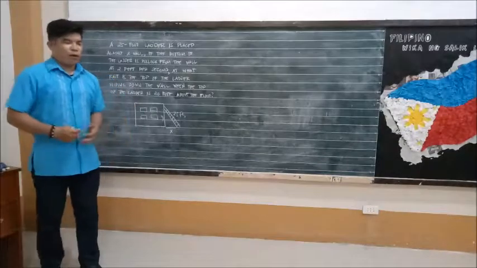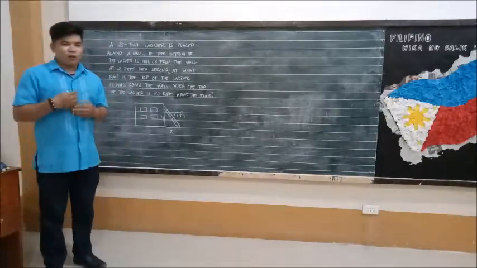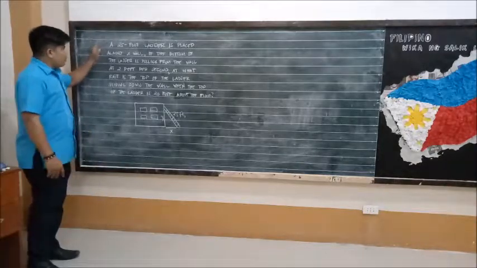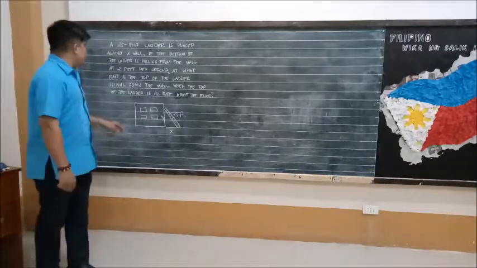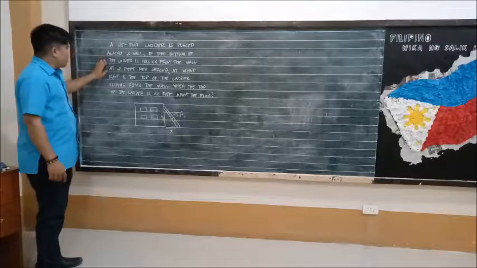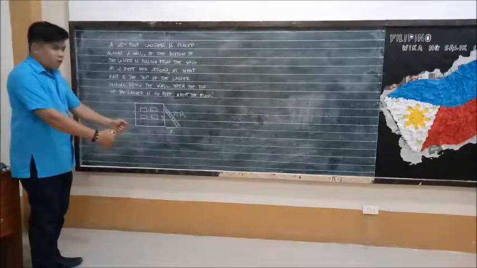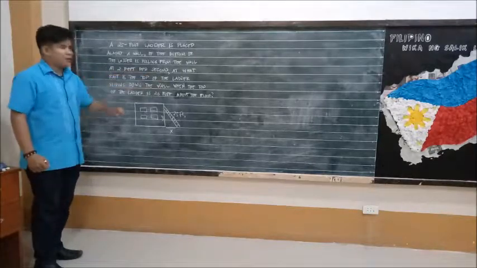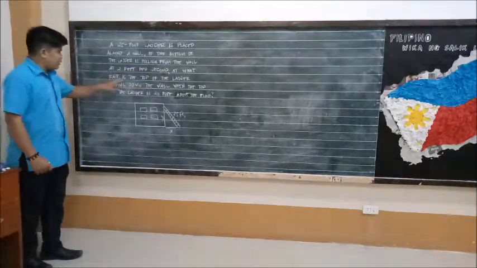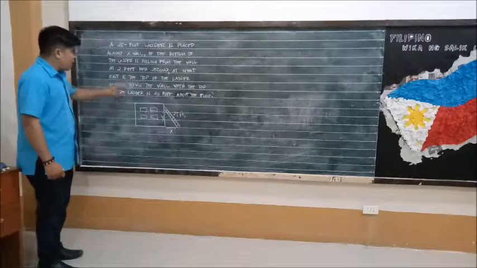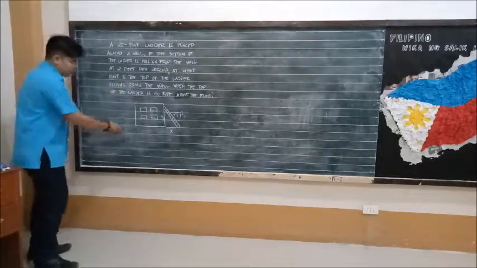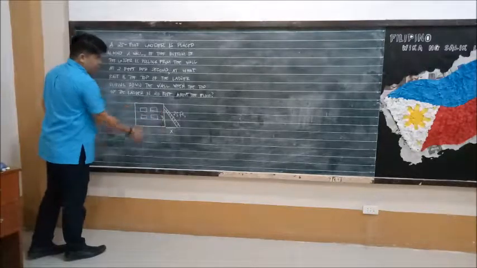Okay, good day everyone. I am here to talk about related rates. Now we have an example here. A 25-foot ladder is placed against the wall. If the bottom of the ladder is pulling from the wall at 2 feet per second, at what rate is the top of the ladder sliding down the wall when the top of the ladder is 20 feet above the floor? So, 20 feet above the floor.